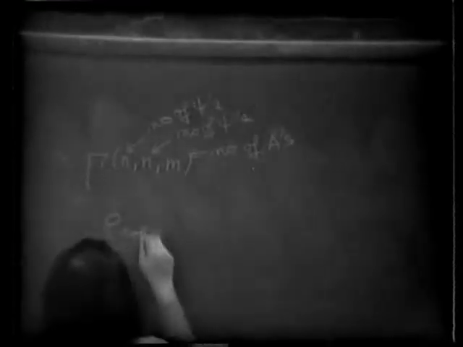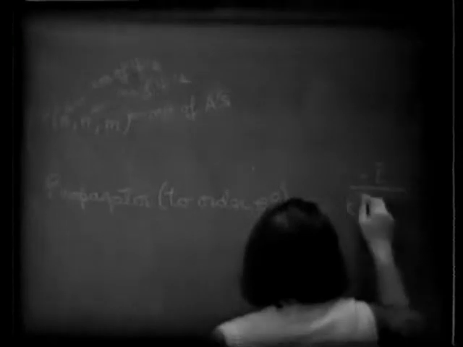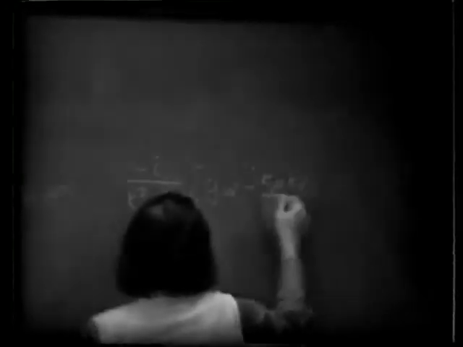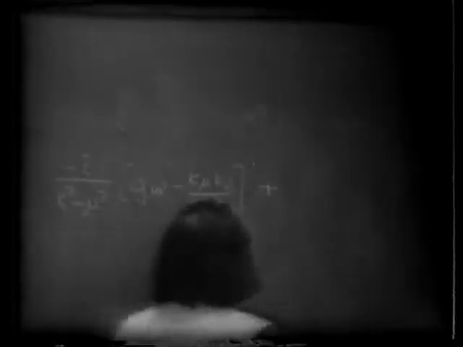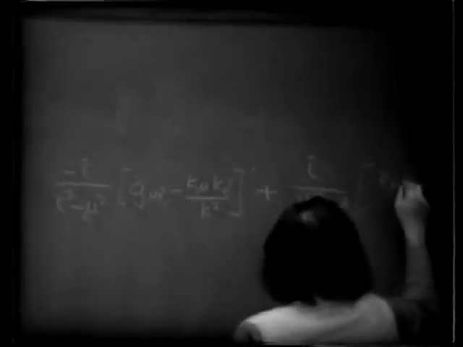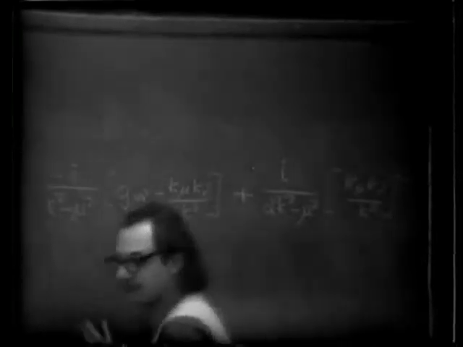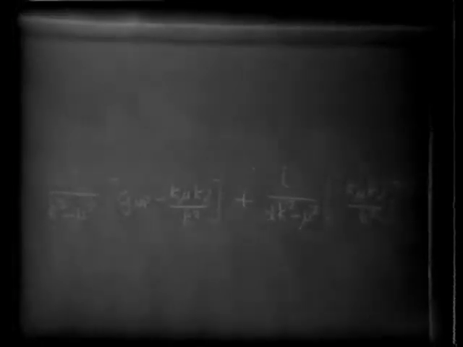For example, the propagator, the lowest order, is minus i over k squared minus mu squared, dropping the i epsilons, times (g mu nu minus k mu k nu over k squared), plus i over alpha (k squared minus mu squared), times k mu k nu over k squared. Both the transverse and longitudinal part have mass mu squared, but the coefficient of k squared in the longitudinal part is 1 over 2 alpha.